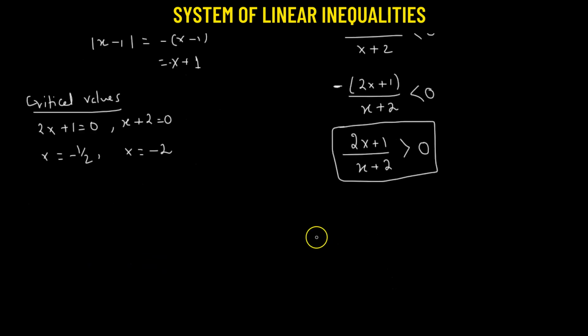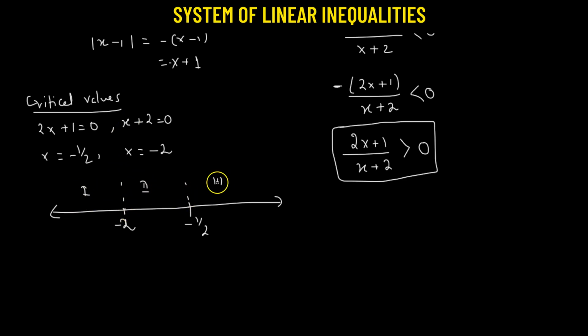Now we'll consider a number line. On the number line, we will have negative half, negative 2, which is actually smaller than negative half, so it comes first. Now we'll divide this into 3 regions. So we have region 1, region 2, and region 3.